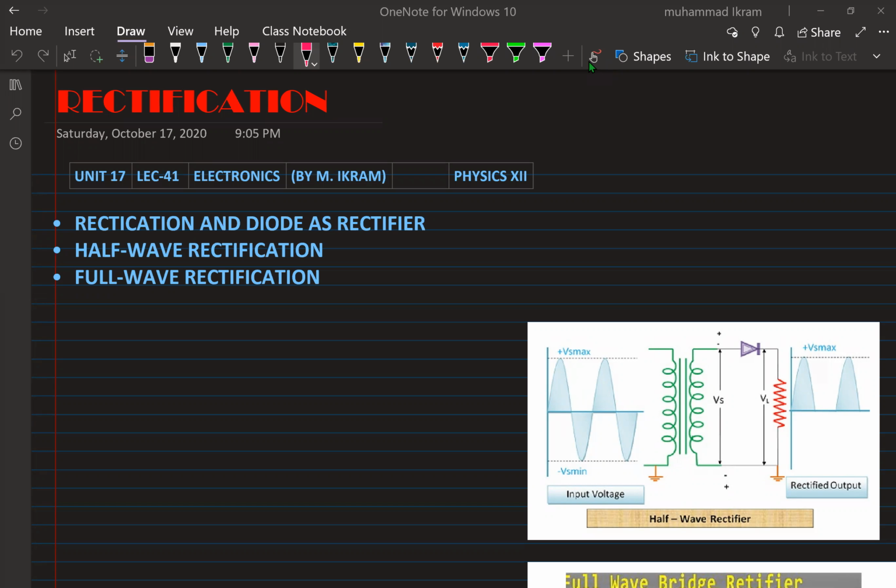Today's class is about rectification, the rectifier, half wave rectification, and full wave rectification. So let us start with the name of Allah Almighty. First, what is rectification?